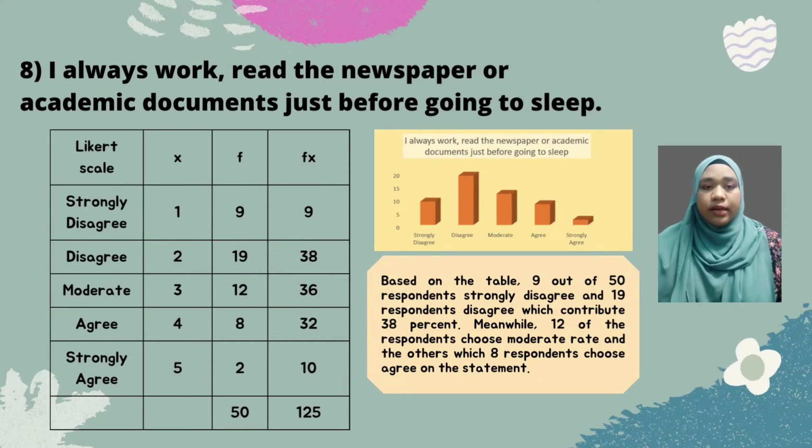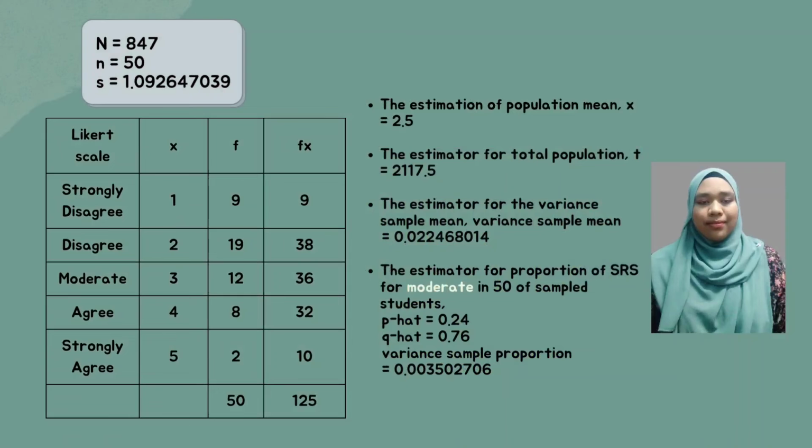For the next question, "I always read the newspaper or academic document just before going to sleep." Based on the table and graph, we can clearly say that 9 out of 50 respondents strongly disagree and 19 respondents disagree, which contributes 38%. Meanwhile, 12 of the respondents chose moderate and the others, 8 respondents, chose agree. In addition, only 2 people chose strongly agree on the statement.